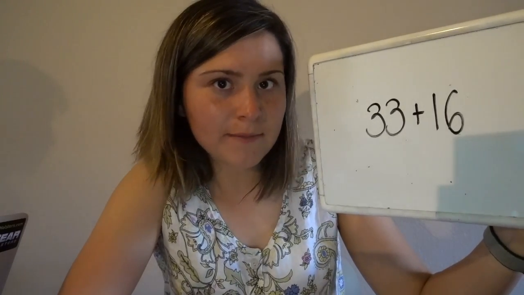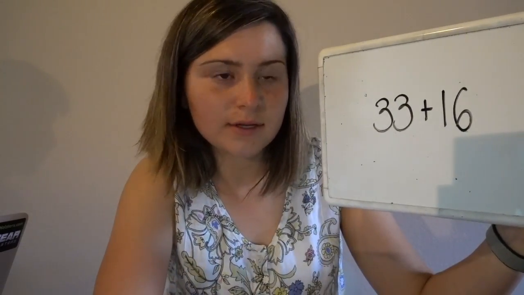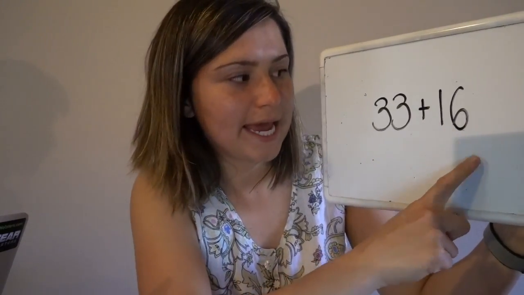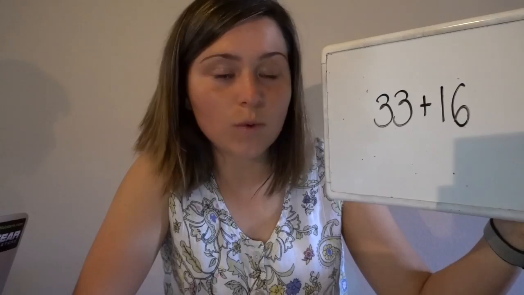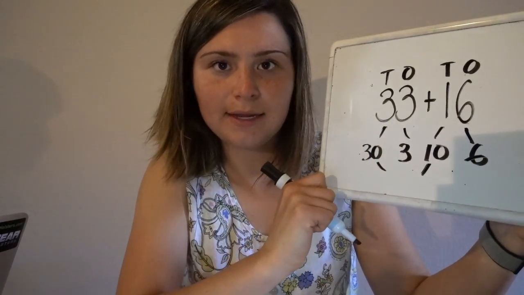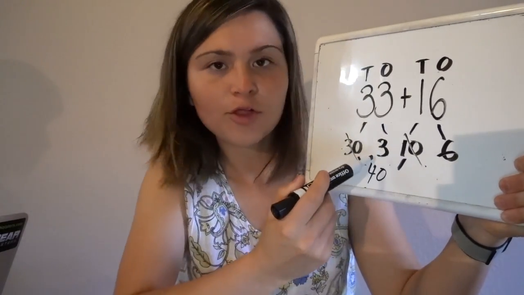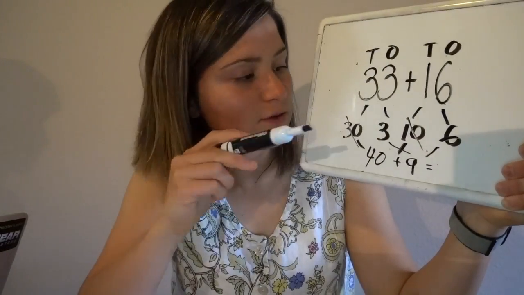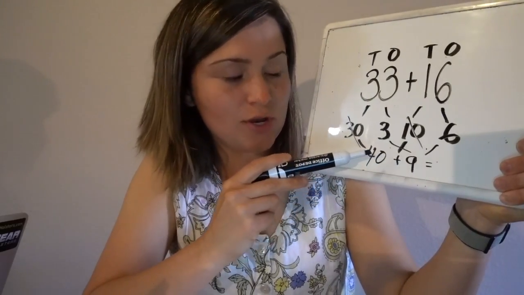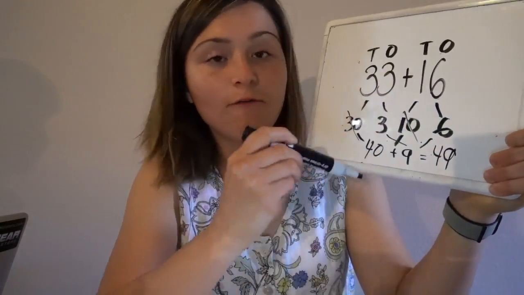So when you decompose 33, did you say this was a 30 and a 3? Did you say 16 was a 10 and a 6? If so, what was our tens equation? Was our tens equation 30 plus 10 and it equaled 40? What should I do with the remaining 3 and 6? I believe you said 3 plus 6 equals 9. So now we're adding 40 plus 9. 40 plus 9 equals 49.